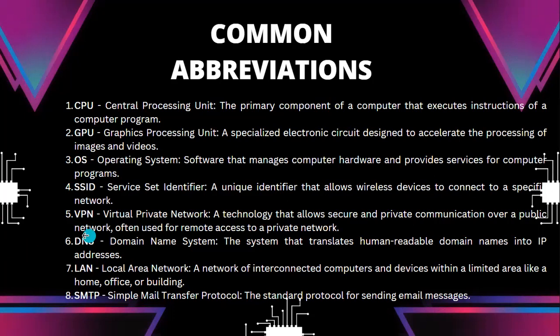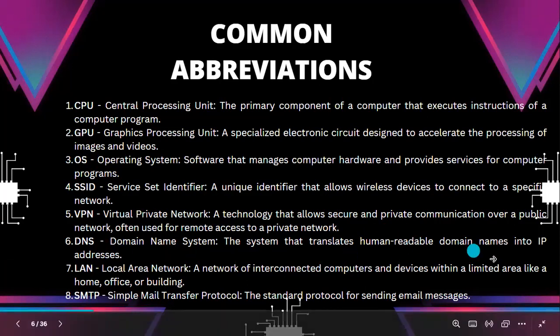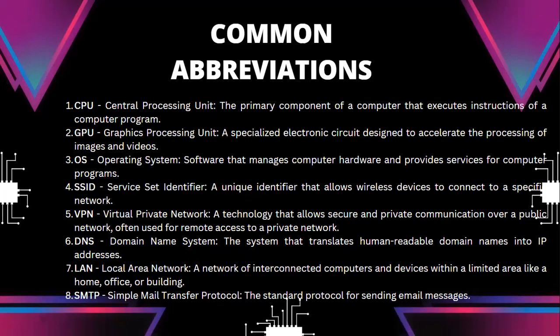Now coming to the next one, DNS is domain name system. It is the system that translates human readable domain names into IP addresses. Now a domain name is like when you have a website like homescientist.in, this is a domain name. For each domain there is a domain name system, so that it translates human readable domain names into the IP addresses. That is, it is connecting that into the internet.